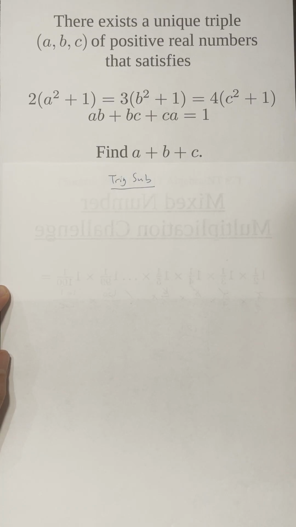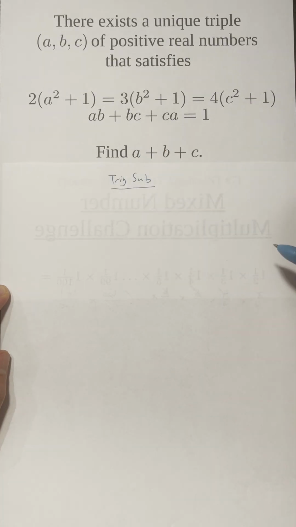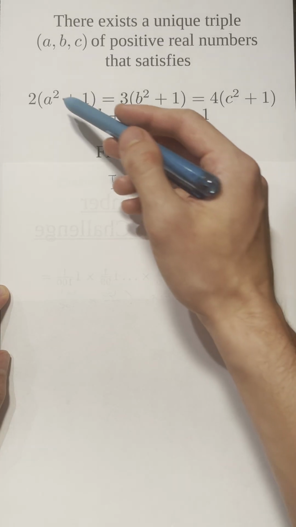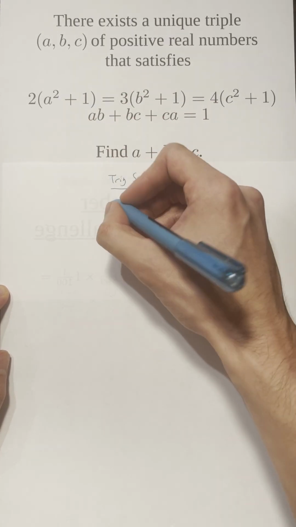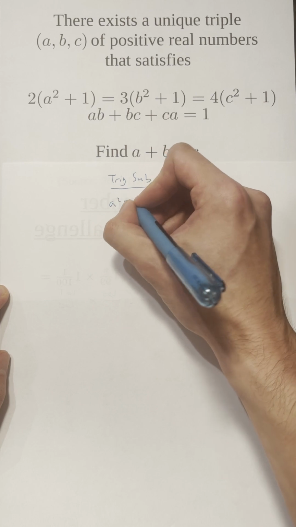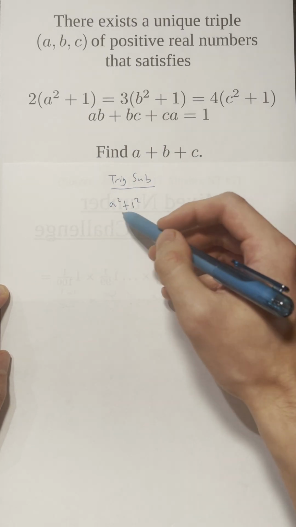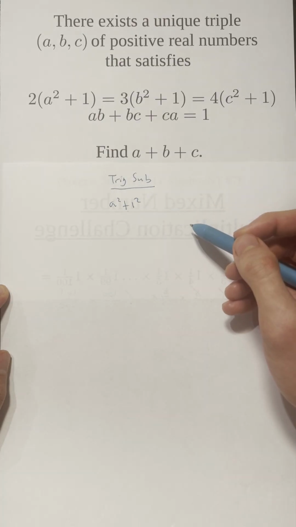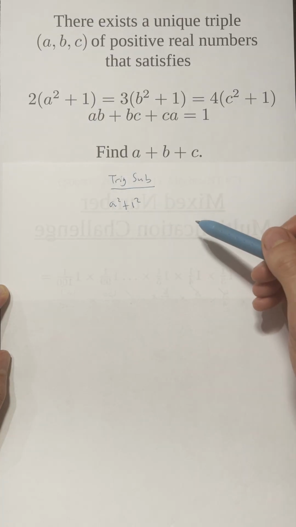Okay, so first, why would this be a trig sub problem? Well, if you see something squared plus something squared, you can think of this as a squared plus 1 squared, right? Something squared plus something squared. Then it should remind you of the Pythagorean theorem, and this is why you want to consider trig sub.